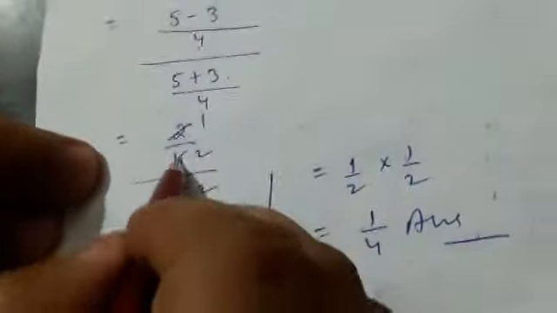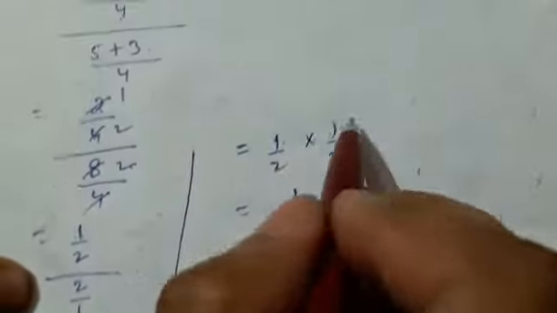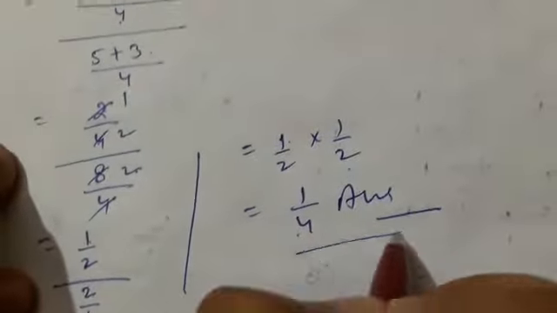Now we will take LCM here, 4, and 5 minus 3 upon, again we will take LCM, 4, 5 plus 3. So 5 minus 3 will be 2 by 4, and 8 by 4. Let us simplify. 2 1 is 2, 2 2 is 4, and 4 2 is 8. 1 by 2 upon 2 by 1. Now by reciprocating, 1 by 2 into 1 by 2, 1 1 is 1, 2 2 is 4, 1 by 4 will be our answer.